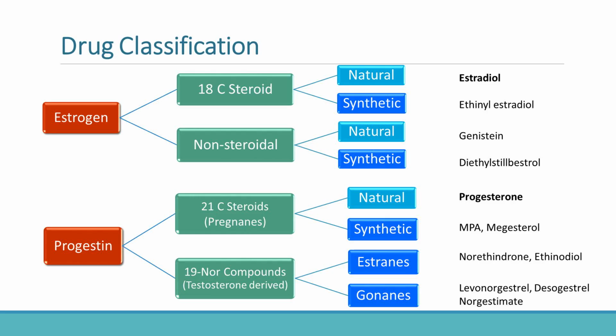Progestins may also be natural or synthetic. Natural progesterone belongs to the 21-carbon pregnane group. Some synthetic progestins are derived from testosterone and are classified as 19-nor compounds. Estranes and gonanes are important subclasses. Gonanes such as levonorgestrel and desogestrel generally possess lower androgenicity compared with older estranes.